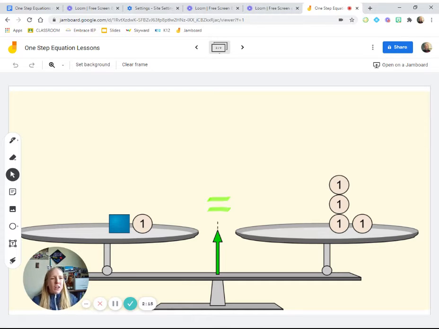So we want to figure out what would have to be in that box to make these equal. I see that there's 1 right here, but there's 4 over here. So think, what would have to be in that box? Maybe even pause the video if you want to take a second to think about that. What would have to be in that box to make these two sides equal?